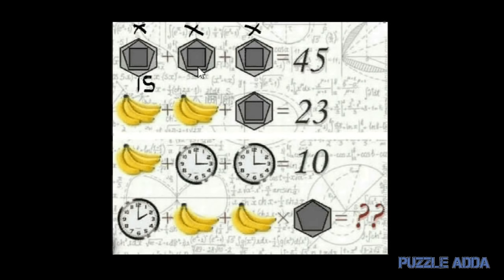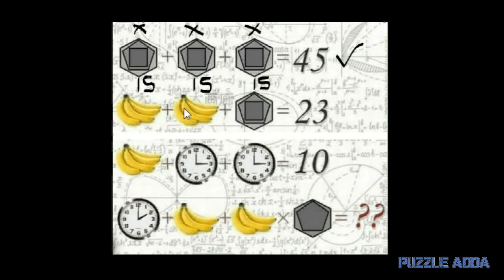The second figure of the equation is also the same as the first one, so we take it as 15. This is also the same as both, so we will take it as 15. So 15 plus 15 is 30, 30 plus 15 is 45. So this equation is valid.